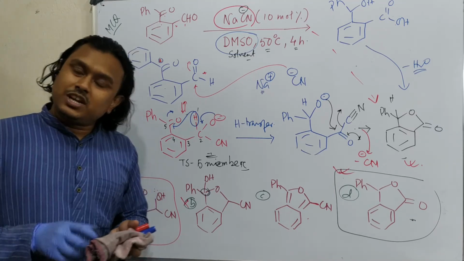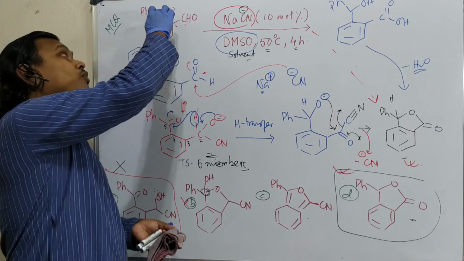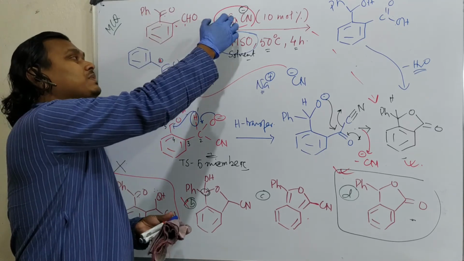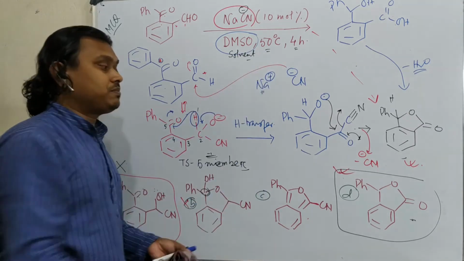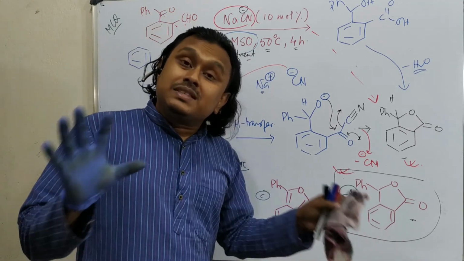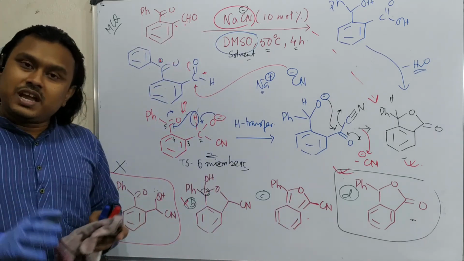Okay, so this is the end of this discussion. What we learned: a 1,2-dicarbonyl in the presence of sodium cyanide and DMSO under very mild condition produces a lactone derivative, similar to the cross Cannizzaro reaction. Okay, so this is the end of this discussion.